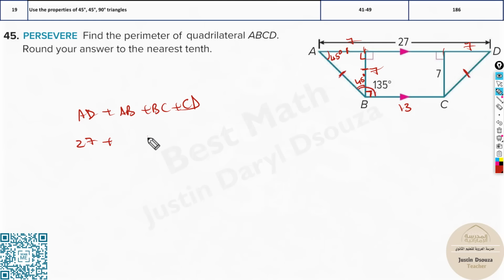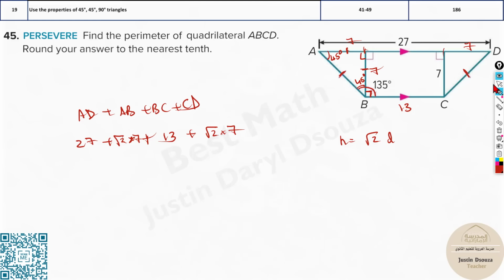So plus, AB is unknown. I'll find it in a while, but I know BC is 13 here. But what is AB now? What is the rule for 45, 45, 90? Its hypotenuse is given as square root 2 times L. What is L? L is 7. So square root 2 times 7. That's the answer. And over here also, plus square root 2 times 7.